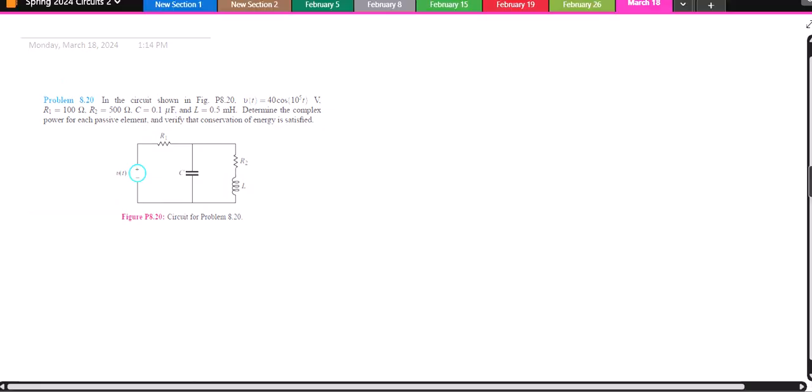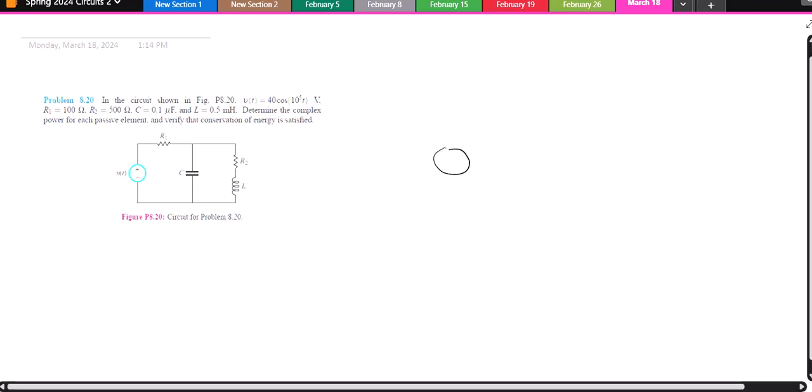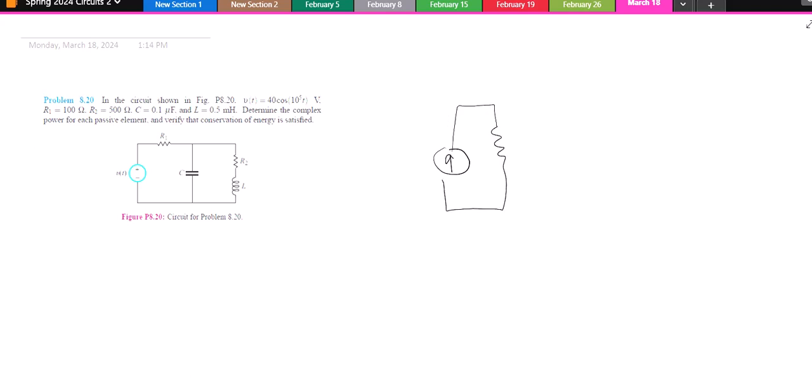Do this problem, although I may not find the complex power for each element, just in the interest of time. And I might switch it up a little bit and do a source transformation so that we have a current source instead of a voltage source. So let's do that. And we'll keep the same values so I can check my work.